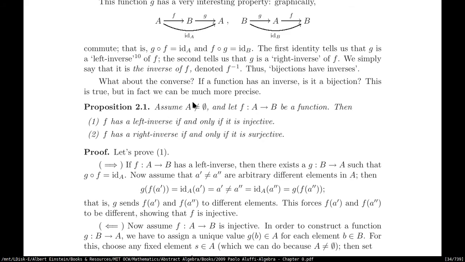So assume that A is not the null set, and f from A to B is a function. Then you have two propositions. The first one is that f has a left inverse if and only if it is injective. If f is injective, then it has a left inverse, and if it has a left inverse, then it is injective. If and only if is a two-sided equivalence. The same holds for right inverse, except for surjectivity. If you have surjectivity, then you have the right inverse.